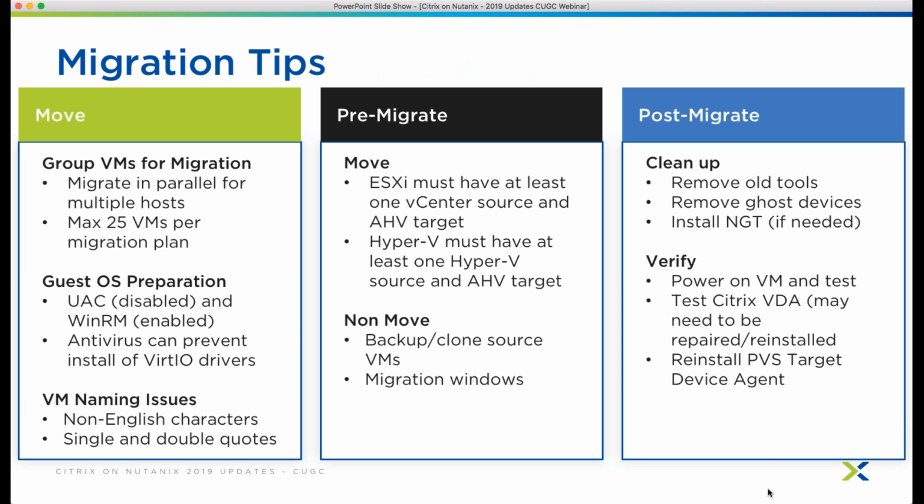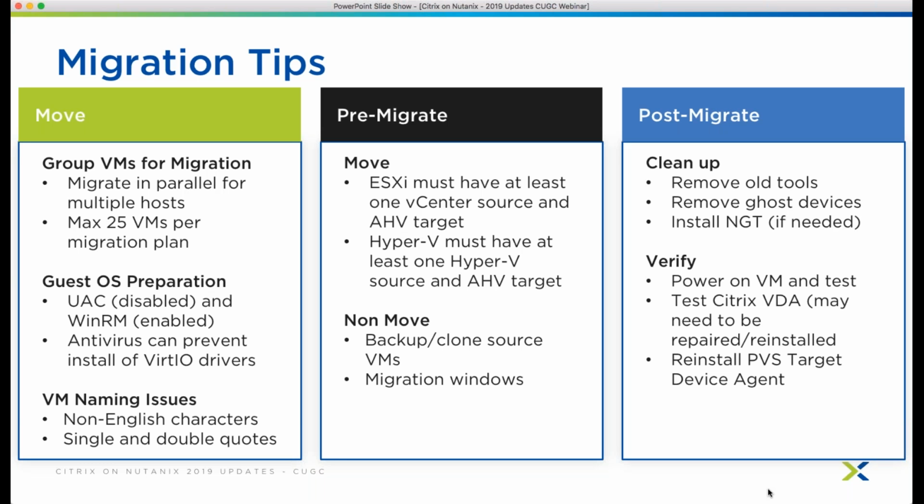Migration tips: if you're using Move, you can do batch migrations. So if you're on Hyper-V or vCenter on VMware, you can do batch migrations up to 25 at a time. And for the guest OS, if you want to do the automated migrations, make sure UAC is disabled, WinRM is enabled, and antivirus you might want to turn off, because that can prevent the install of our VirtIO drivers, which are our virtual machine tools. If for some reason you can't do these things, Move will give you a script to use, and you can do it manually through Move to still help you automate it, but it won't be fully automated because you have to use that script if you can't get past these three things.